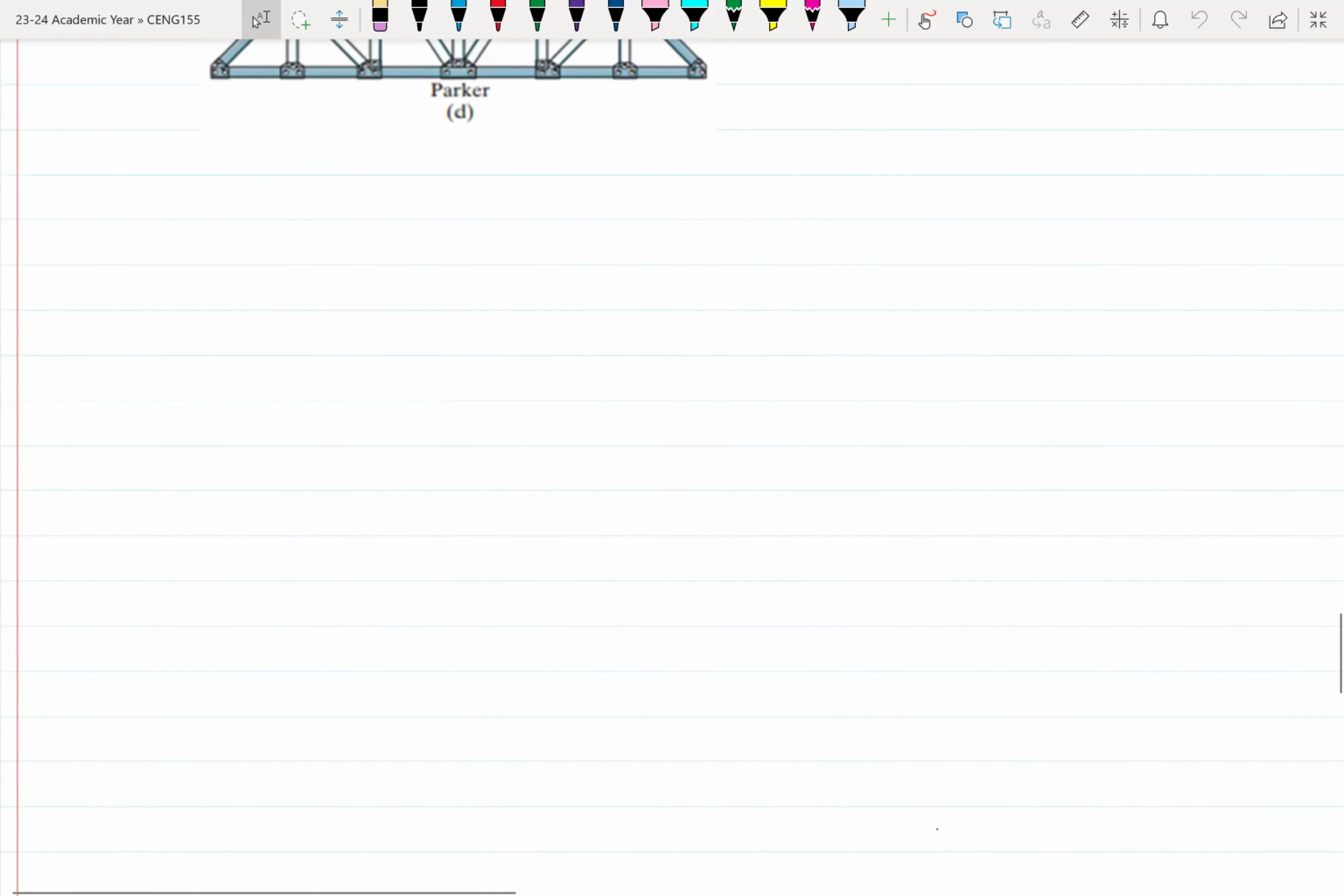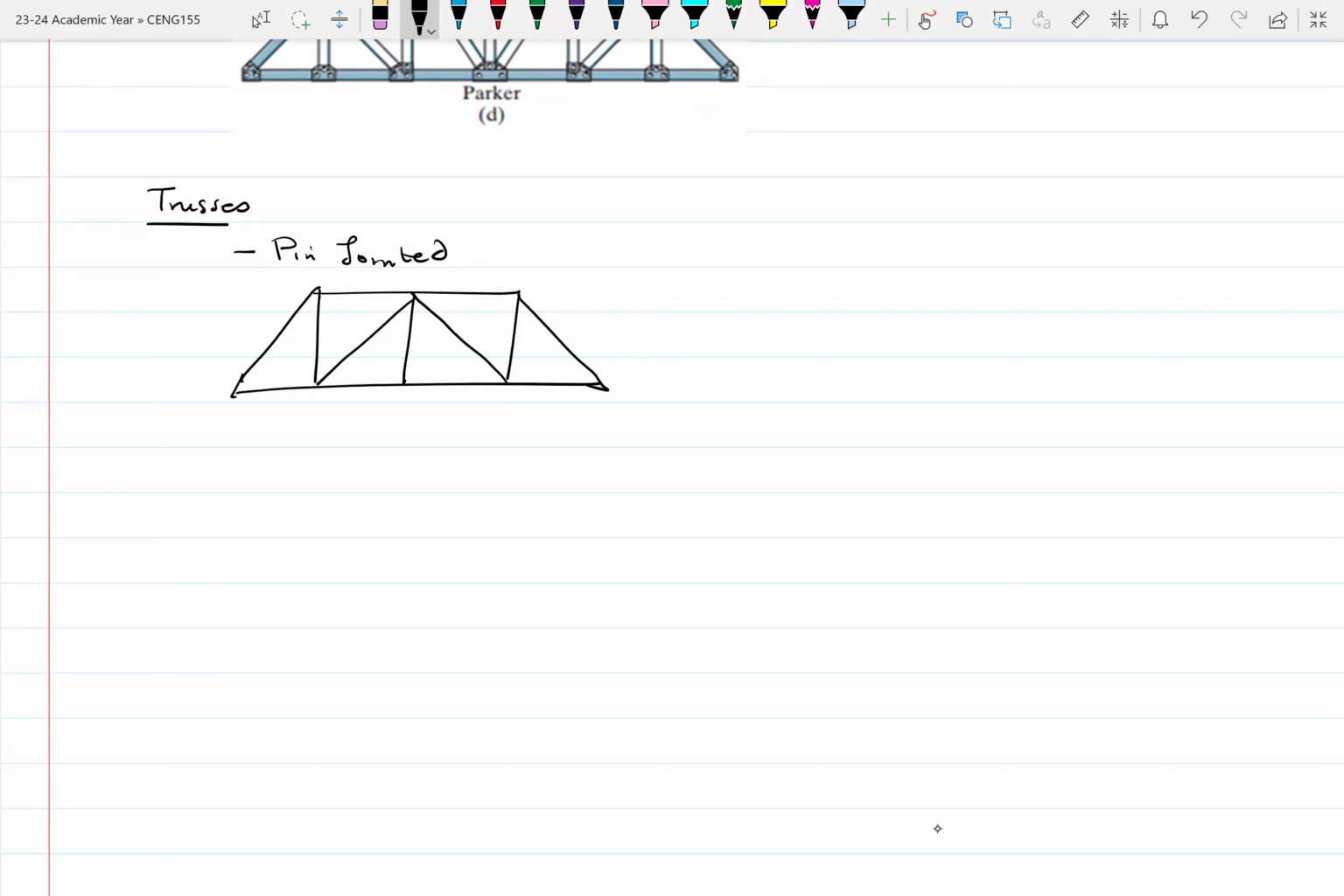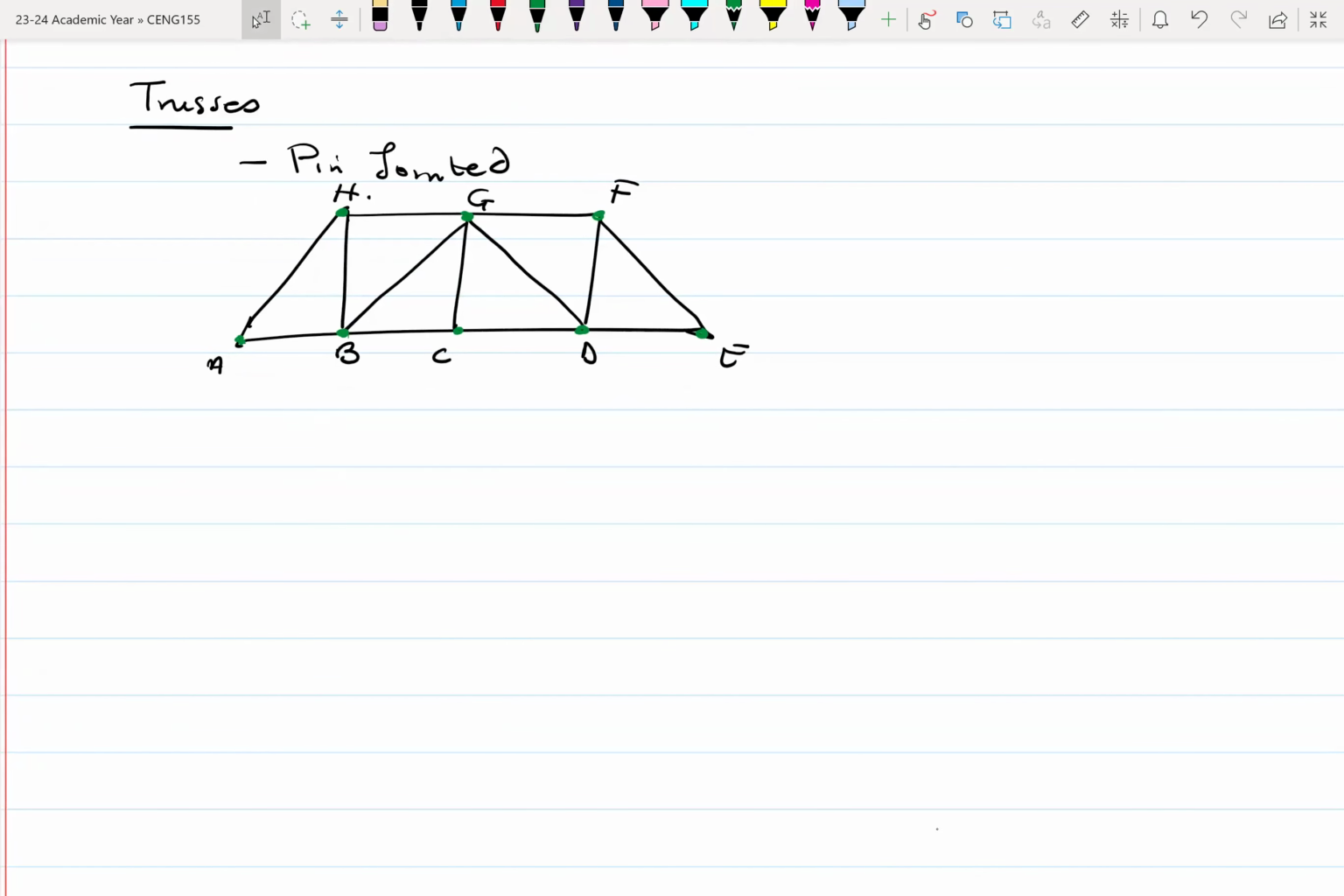So when it comes to trusses, the key thing is that the members are pin jointed. So if I have this here as my truss, let me label the joints A, B, C, D, E, F, G, and H. The joints here are pins. So for this type of structure, how many joints do we have? One, two, three, 4, 5, 6, 7, 8. So let's say the joints here are 8.